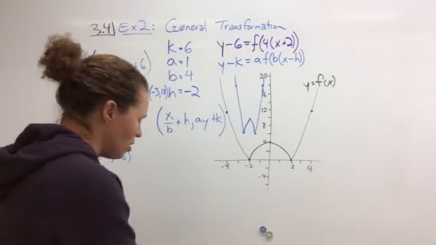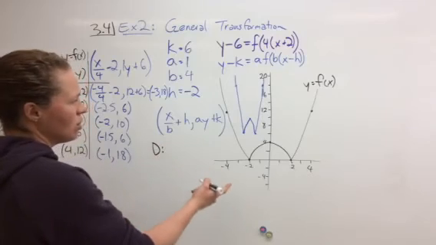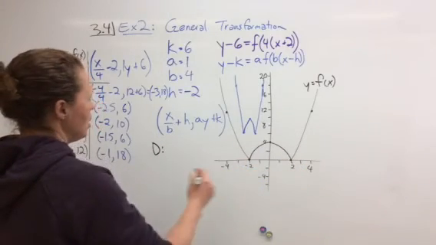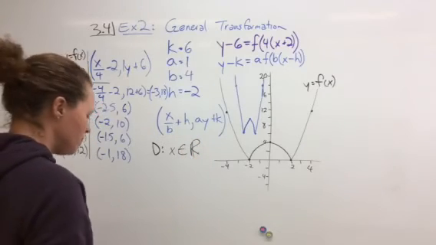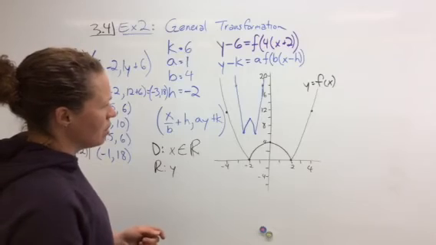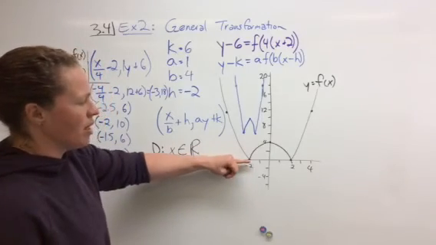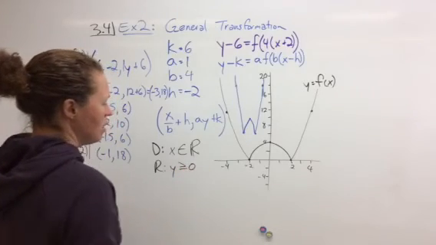It wants to know your domain and range. So I would write domain for my original graph. It goes this way. It's just x is in the realm of all real numbers because there are no limits. And my range for that one, y is actually kind of stopped right at the 0 line. So y has to be greater than or equal to 0.